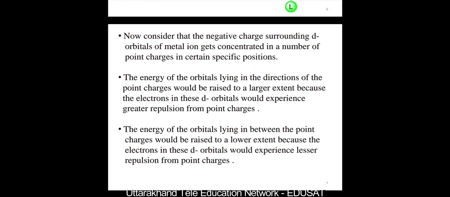The splitting of the five degenerate d orbitals of the metal ion into sets of orbitals having different energies is called crystal field splitting, and this concept forms the basis of CFT.